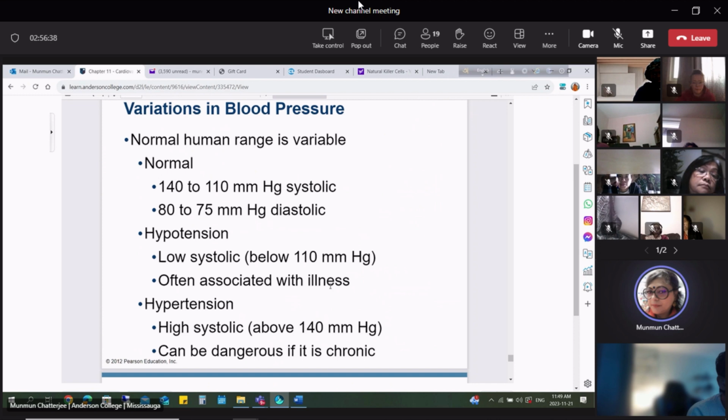Hypotension is when the systolic is low, below 110 millimeters. That is the hypotension. Hypertension is a high systolic, over 140. That is the hypertension. So when the systolic is below 110, it's called hypotension, and when it's higher than 140, it's called hypertension.